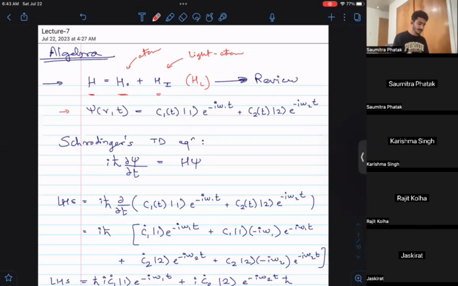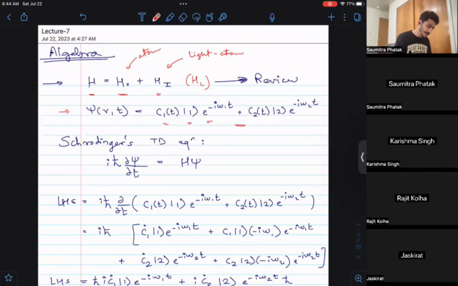So the total wave function for this total Hamiltonian is given by this expression, and it has three terms basically. One is the phase factor, the second is the time dependent coefficients, and the third is the energy eigenkets, which were the energy eigenstates of the initial Hamiltonian H0. So kets 1 and 2 are the energy eigenvectors of the initial Hamiltonian.